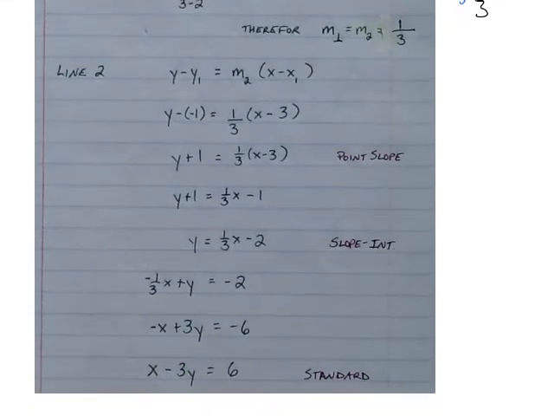In the first step, I got rid of the parentheses here. In the second step, I distributed the 1/3. In the third step, I subtracted 1 from both sides, and now we're at the slope-intercept form. And then in the fourth step, I moved my x term to the left-hand side, and then I wanted to make it standard form, so I made all numbers integers, and then I made my leading coefficient a +1. So this is the standard form.